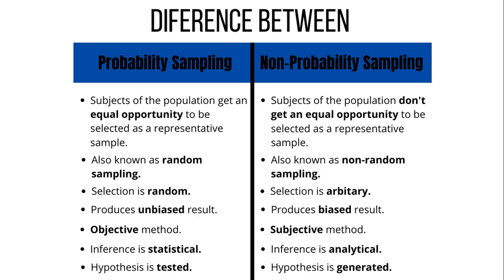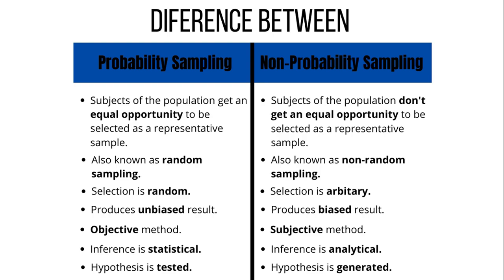Probability sampling is the sampling technique where all subjects in the population have an equal opportunity to be part of the sample. But in non-probability sampling, it is not the case. The subjects won't get enough opportunity to be part of a representative sample or study. That is called non-probability sampling. Probability means chance of occurrence. Probability sampling is also known as random sampling, and non-probability is non-random sampling, where selection is arbitrary.